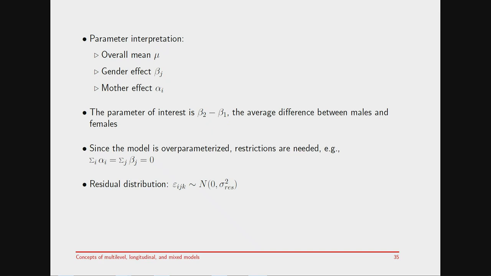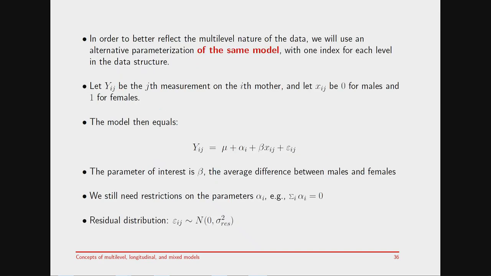Of course, as always, we will assume the residuals to follow a normal distribution with mean 0 and with a variance sigma squared, and I use the index res referring to residual, so that we know that this is the variability of the residuals.